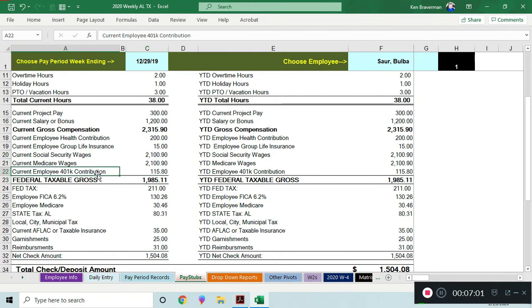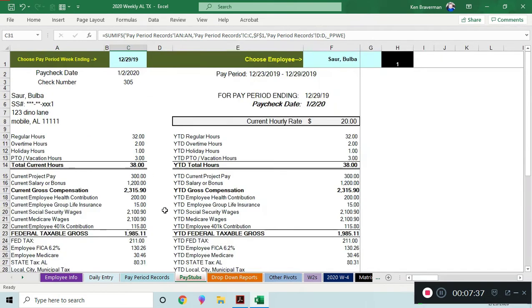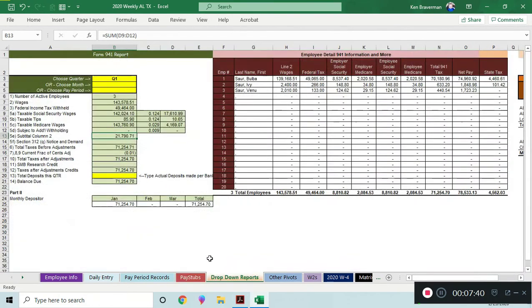After your 401k withholding, your employee portion, you're left with a federal taxable gross amount. And then we calculate the federal tax on that, and calculate your FICA on this number. Social Security is based on this number, 6.2% times this number. You can see it's 132. Medicare is 1.45% of this number. We have Alabama state tax. Looks like there's no local tax in Alabama. Any AFLAC, any garnishments, any reimbursements. So everything rolls into here, and you can end up getting a track on all of your data.